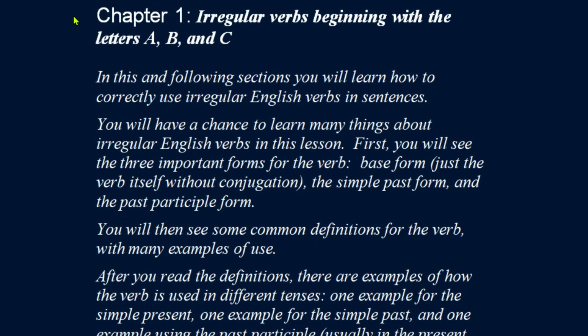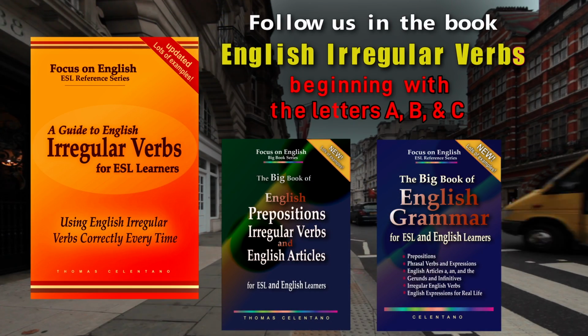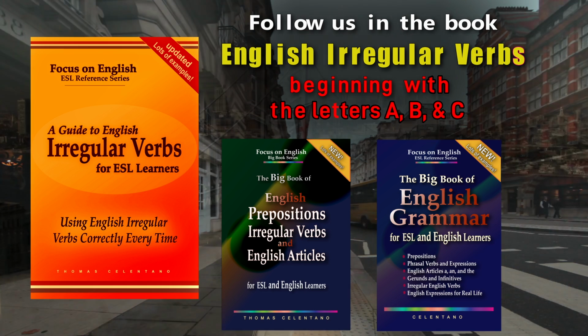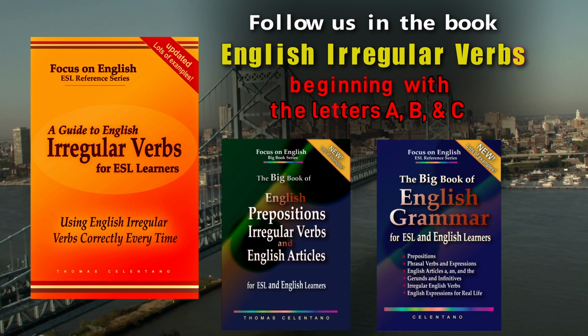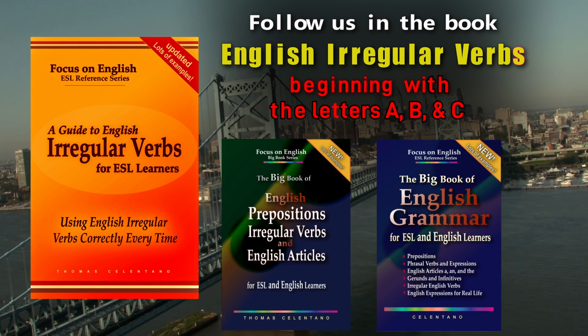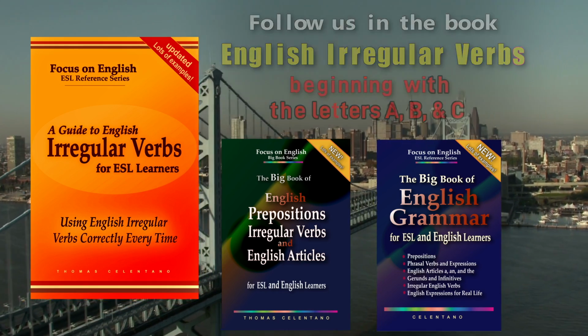Chapter 1. Irregular verbs beginning with the letters A, B, and C. If you'd like to follow along with us in the book, go to the first section, beginning with the letters A, B, and C. We will be covering letters A and B in this lesson.